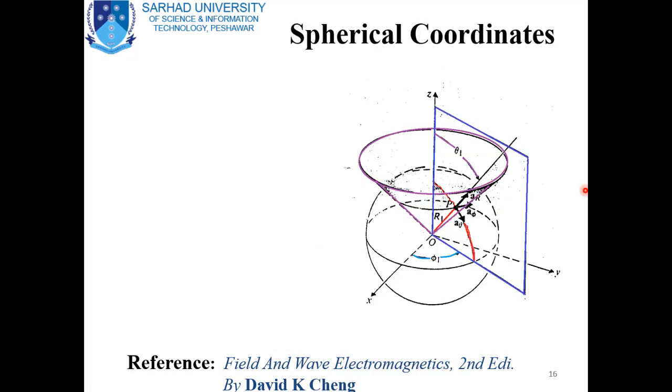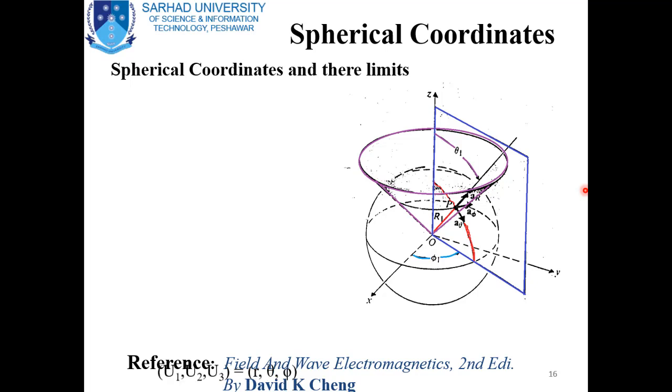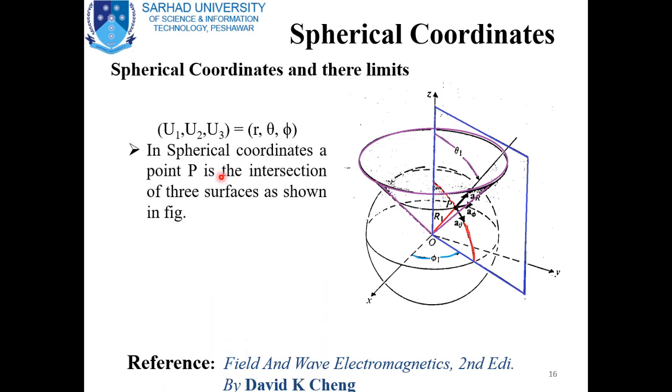Our last topic of this lecture is spherical coordinates, and we will discuss the spherical coordinates along with their limits. If a problem is related to spherical symmetry, then it is convenient to solve it in spherical coordinates, and the spherical coordinates are r, theta and phi. And let P be the intersection of three surfaces as shown in the figure.